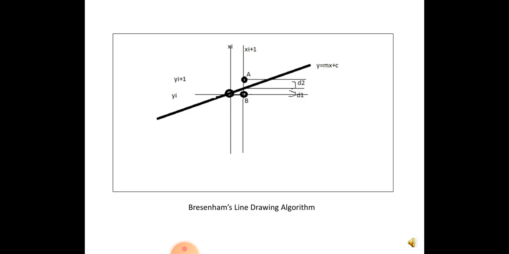Bresenham's line drawing algorithm works on which pixel is closer to the actual line path. Means, as you can see in the diagram, suppose one point is given to you, the point is xi yi, and the next point to be chosen depends on which pixel is closer to the actual line path. There are two choices available for you. One is the adjacent pixel and one is the adjacent upper pixel.